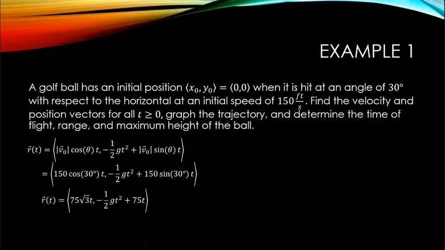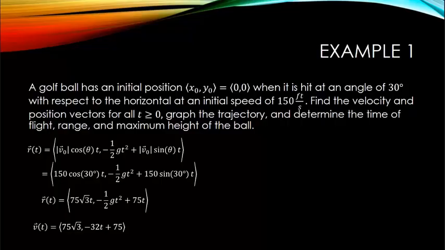My position vector, once I do that, then I compute the numerical values, and my position vector becomes r of t is equal to the components 75 times the square root of 3 times t and negative 1/2 gt squared plus 75t. My velocity is the first derivative of my position, so I simply take the derivative of my position vector to find the velocity vector. This gives me a vector with the components 75 square root of 3 and negative 32t plus 75.